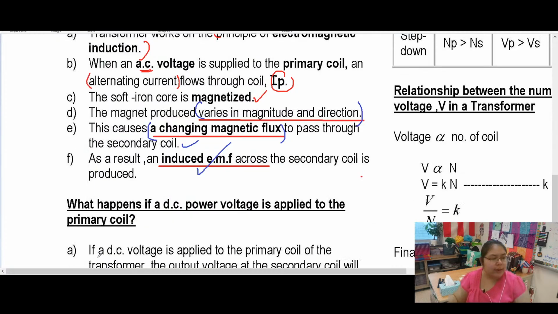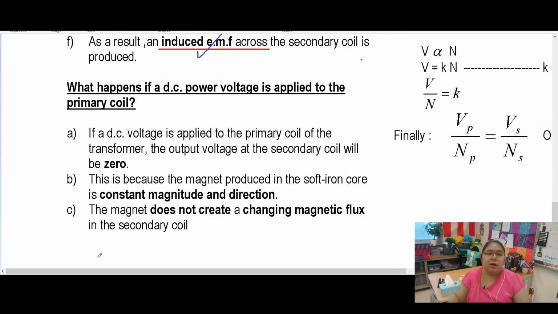Okay, then I need to continue. Normally they will ask this question: why can we not use DC?